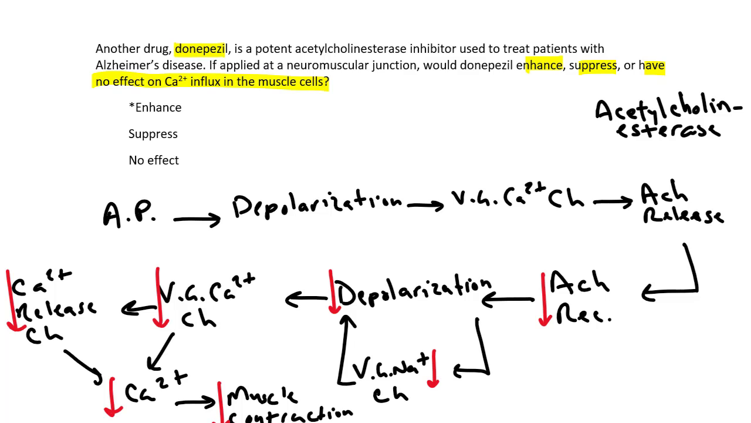So if the question says, does it have an effect on, for example, acetylcholine release? Well, acetylcholine release is upstream, right? Not downstream of where the effect is happening. The effect is happening at acetylcholine receptors, so there is no effect. But if the question is saying, does this affect depolarization of the end plate? Well, the depolarization of the end plate is happening here, so it would decrease or suppress the depolarization of the end plate.